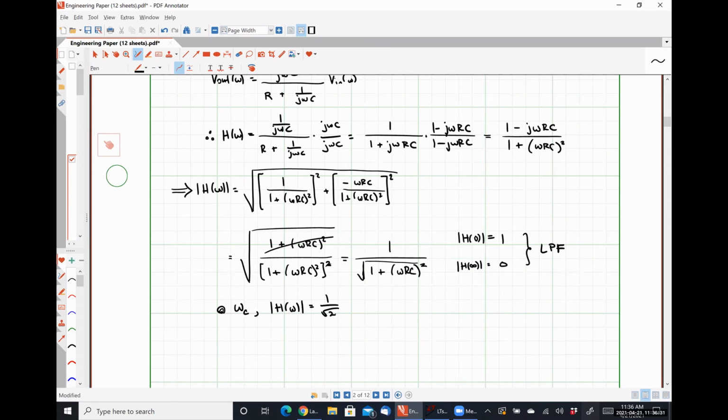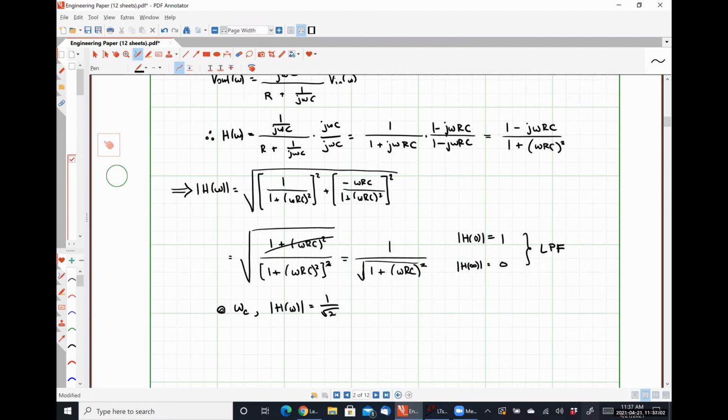Now, you may be wondering why we would consider 1 over square root of 2 the half power frequency instead of 1 over 2. The answer is because we're dealing only with voltages. If we were dealing with power, which is proportional to voltage squared, we would square this and we would see that the magnitude is exactly equal to half, okay? So our half power frequency occurs when our voltage gain is equal to 1 over the square root of 2.